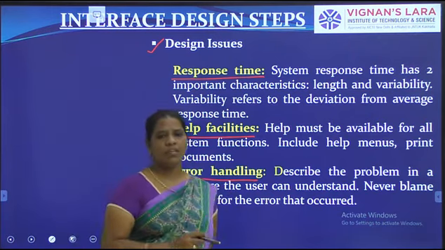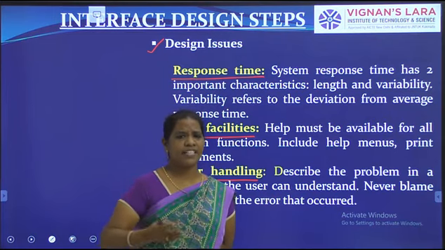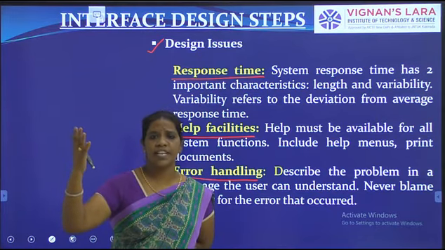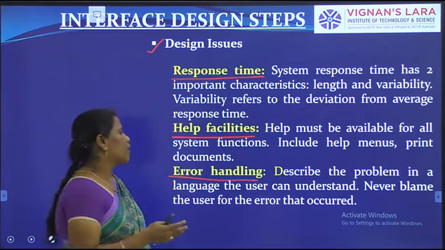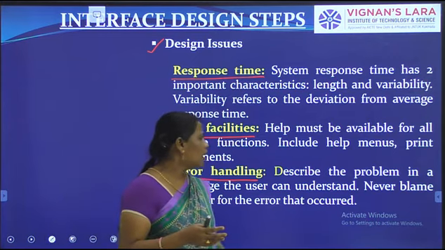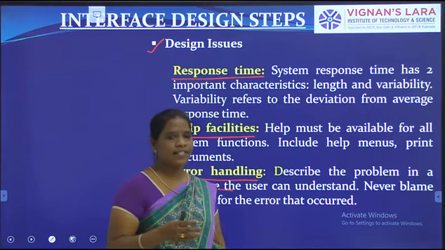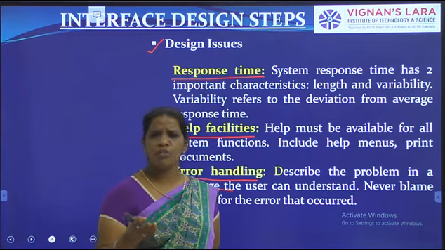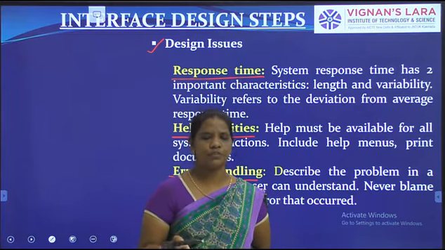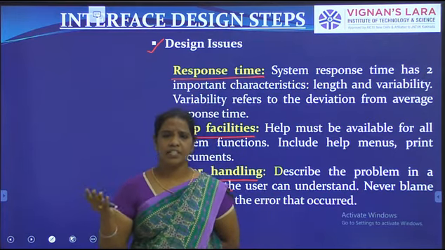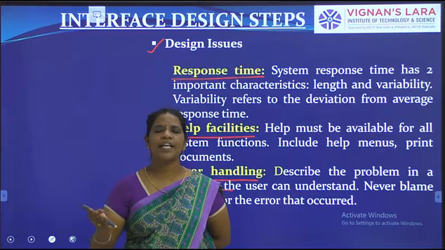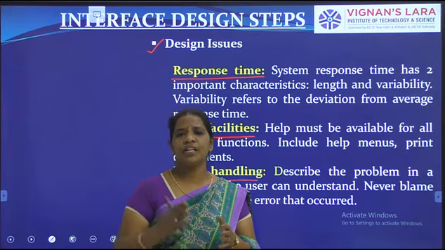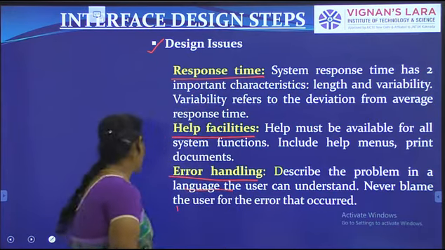For example, what type of language it is using, whether it is English or some other language. If it is Chinese, they will use the Chinese language. So different languages will be used. Describe the problem in a language that the user can understand. When you get some error, in India almost all systems give it in English only. Some other countries will give you their own local languages. So whatever error occurs, we have to give the correct information in the user understandable language.